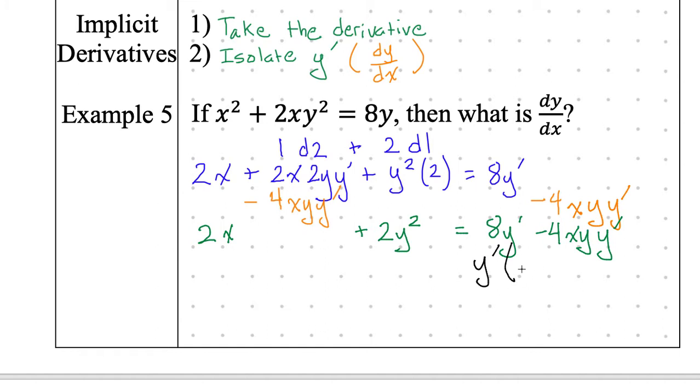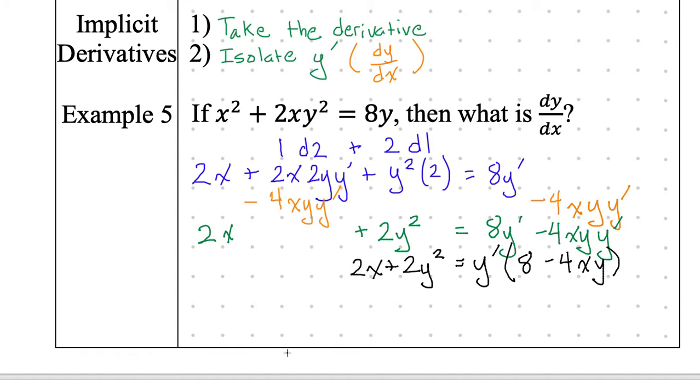What's left over when I factor out a y prime? 8 minus 4xy. You could factor out 4y prime, but we're going to just try to isolate only y prime. Otherwise, we're going to have to divide by 4 at the very end. But you're right, we could have factored out the greatest common factor of 4y prime. And then on the left-hand side, I still have my 2y squared and 2x.